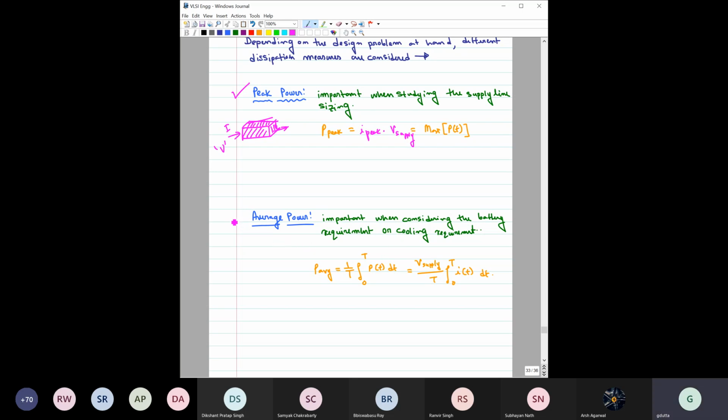Then another term is the average power. The average power is important when you are considering the battery requirement. When I say the average power consumption is this many milliwatts, it means, say, I have a battery of this many milliampere hours, so how long does my battery last if I use this? So while considering the battery requirement, the average power is important. And another important thing is the cooling requirement. If you say the average power of the IC here is, say, 0.5 watt.